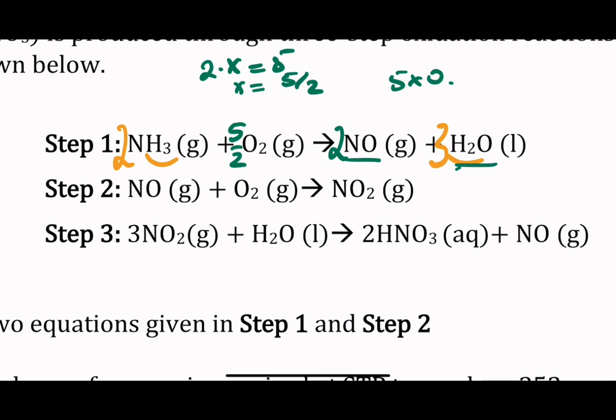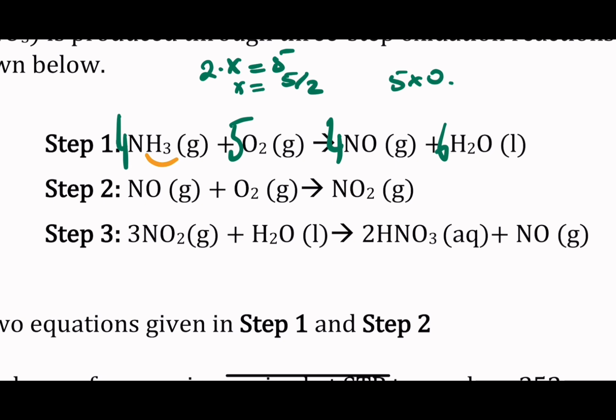And you know that we can't have a fraction, so we're going to multiply everything by 2. So now instead of 2, we will make it 4. Instead of 5 over 2, we'll make it 5. Instead of 2, we'll make it 4. Instead of 3, we'll make it 6.